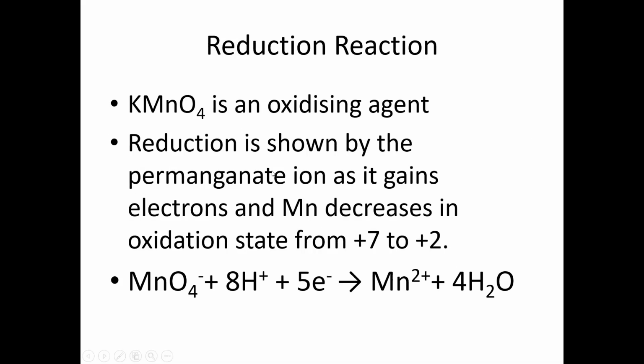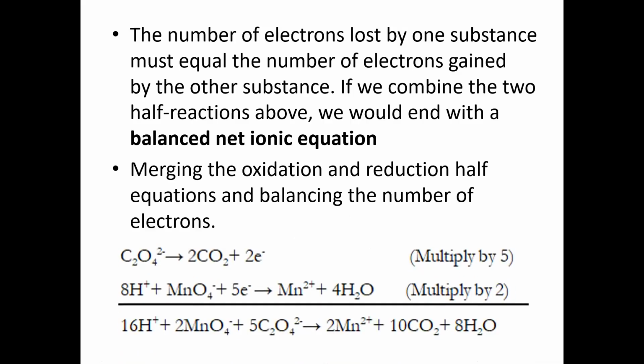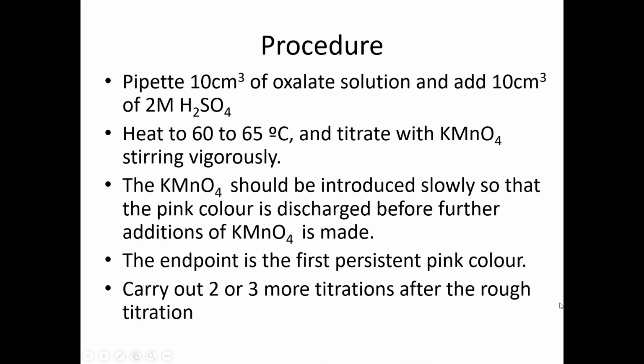Then your KMnO4 is reduced, as we said before. That is why it's an oxidizing agent. In the ionic equation, MnO4- will get reduced to Mn2+. So you have to balance the number of electrons and the number of hydrogen ions. When you balance, you have a balanced ionic equation from your oxidation half equation and your reduction half equation. You merge the two together to get your overall equation.